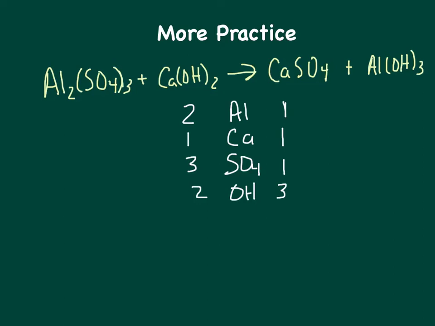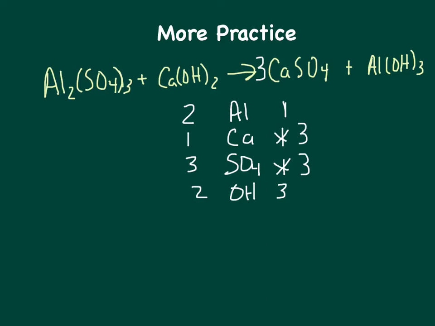Now again, we're going to go through our steps. We start with the polyatomic ions. I have 3 SO4s on this side. I need 2 more over here, but I don't put a 2 in front of it. I put instead a 3 because now I have 3 sets of SO4. That changed my SO4s, but it also changed my calciums. Okay, so now my SO4s are good.